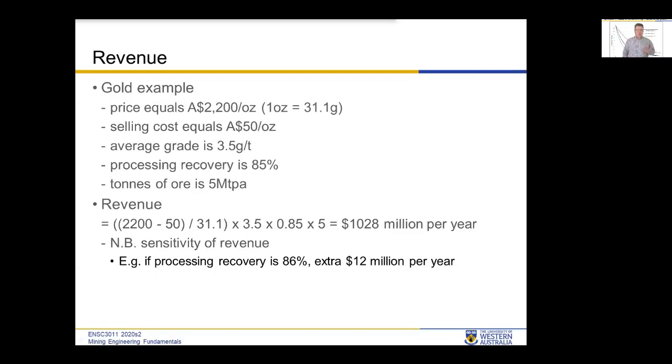So if you can buy a machine, which might cost you $50 million, but it increases recovery from 85 to 86%, you'll pay for that in about 5 years.